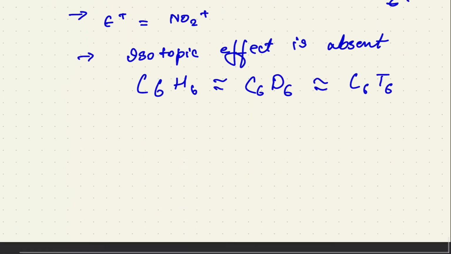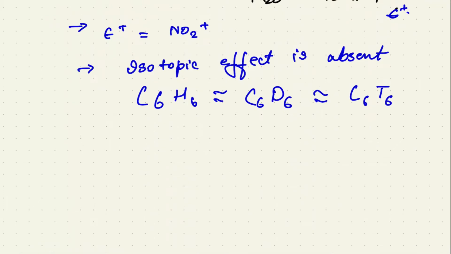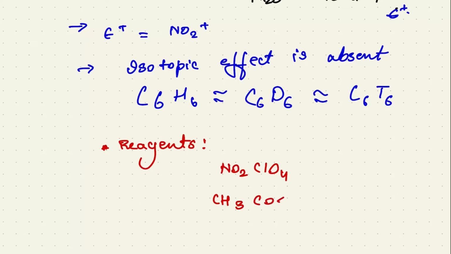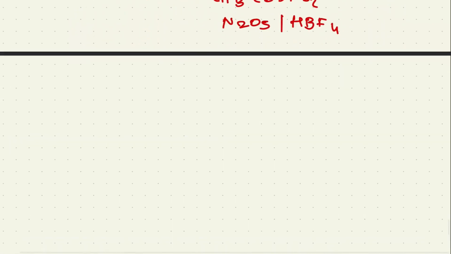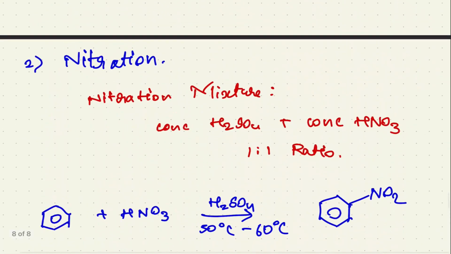The other reagents that can be used apart from H2SO4 and HNO3 are NO2ClO4, CH3CONO2, N2O5, HBF4. These are some of the reagents that can be used apart from H2SO4 and HNO3.